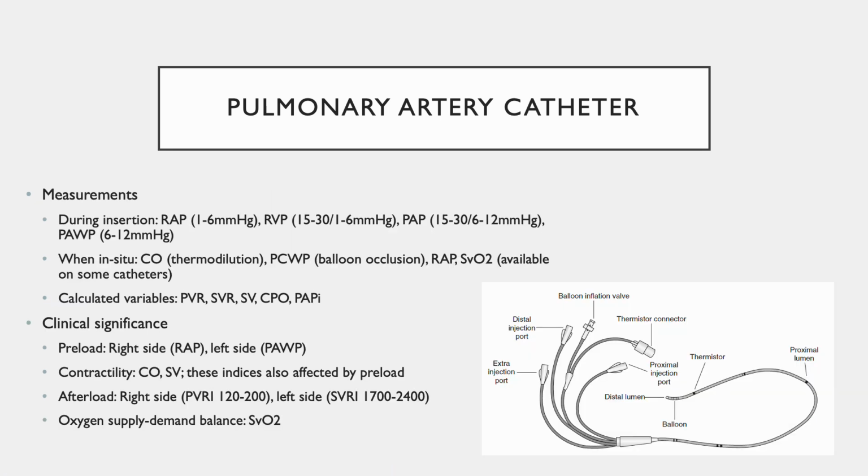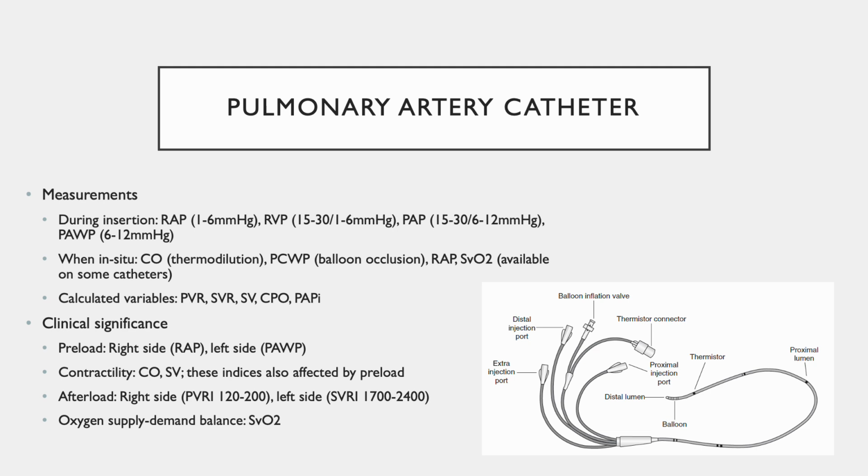The measurements obtained from a PA catheter include different pressures obtained during insertion as seen here with the normal values cited, cardiac output which is measured using pulmonary thermodilution, and the pulmonary capillary wedge pressure that is obtained during the wedging process. The clinical significance of these readings are summarized below, where a framework of contractility, preload, afterload, as well as left versus right-sided considerations can be used.